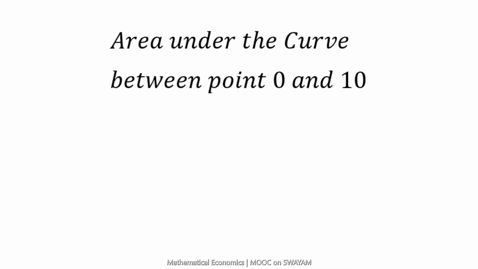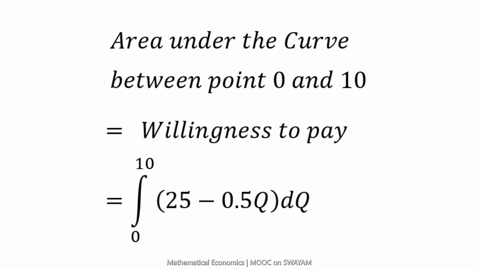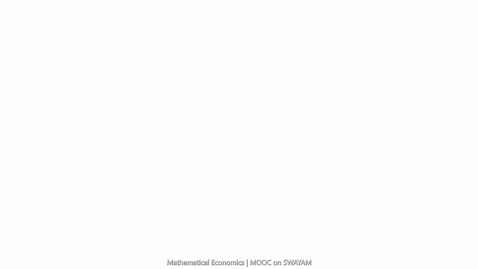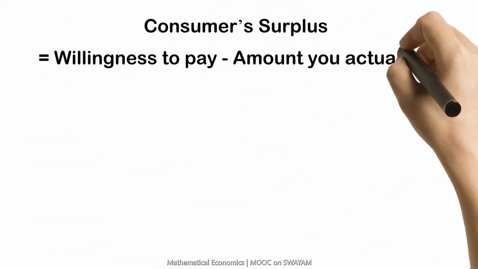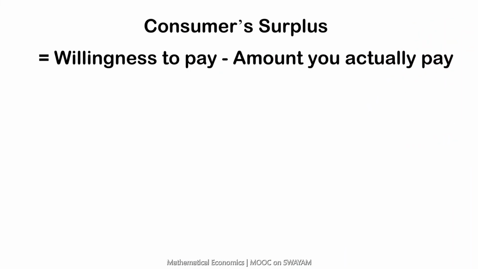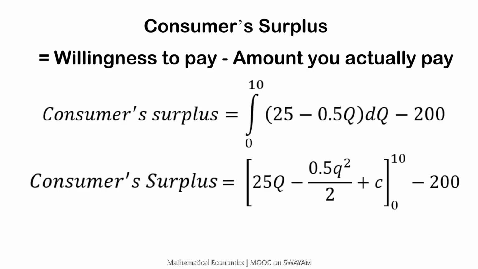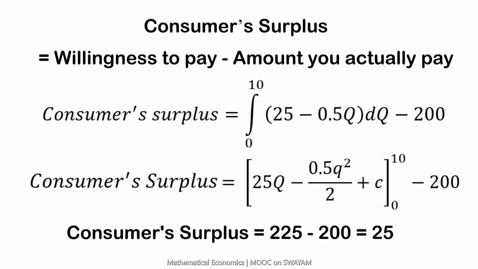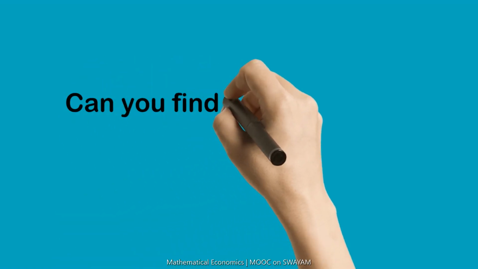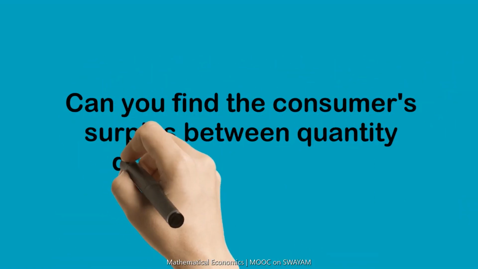Let us now proceed to find the area under the curve from point 0 to 10. In order to find the consumer's surplus, we use this formula. Therefore, we get this equation. 200 is the expenditure of the consumer for 10 units at 20 per unit. Using the basic rules for integration, we get consumer's surplus equal to 25. Can you find the consumer's surplus between quantity demanded 0 and 30? Try it.